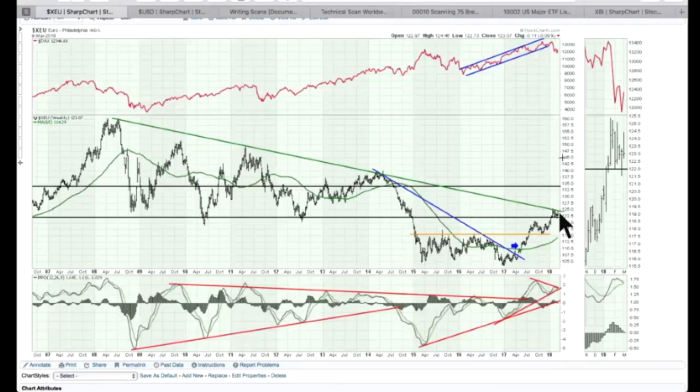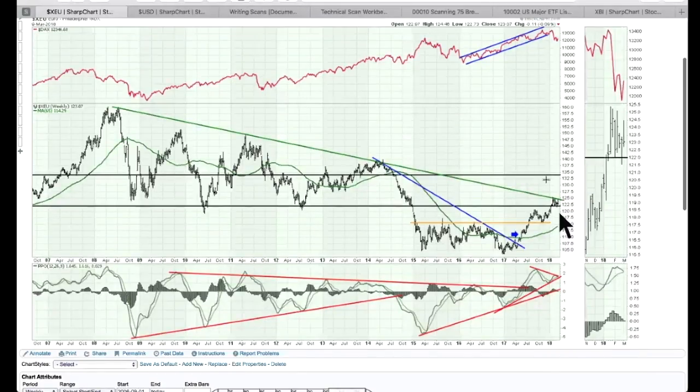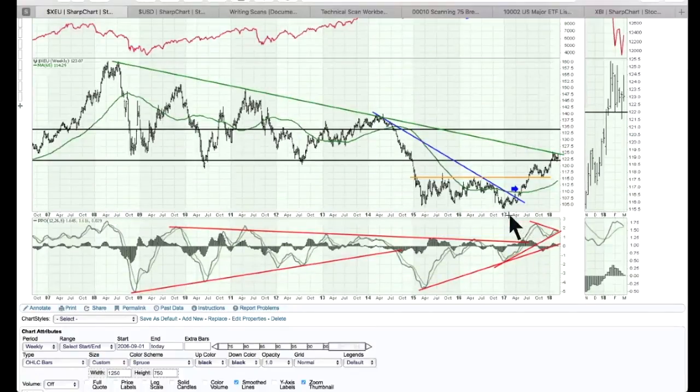So we have an uptrend here in the euro, and this is a bit obvious, but the euro and the US dollar are largely correlated. When one goes up, the other goes down, because the euro makes up 55% of the dollar index. But the point would be, if you're getting a major trend change, you want to watch these major points.